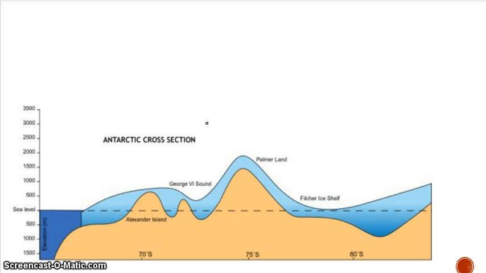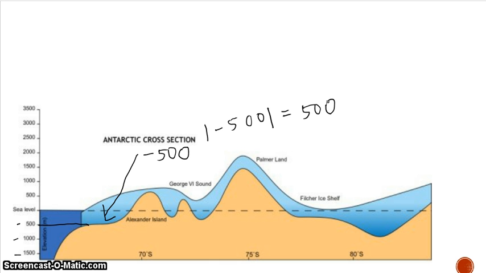You can also do this with the sea level. For example, right here, the depth is about 500. Now, we can make these negative because they're below sea level. These are above sea level, they're positive. So I can say the depth here is negative 500. Now if I want the distance here, the distance cannot be negative. So if I want the absolute value of -500, it will just be 500.